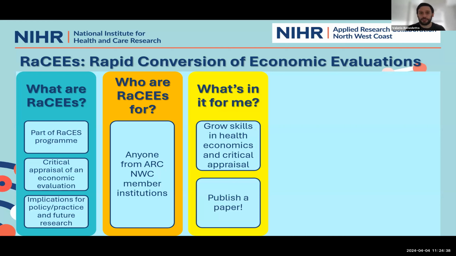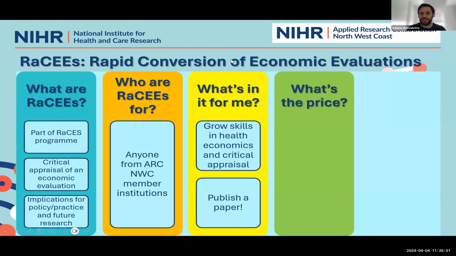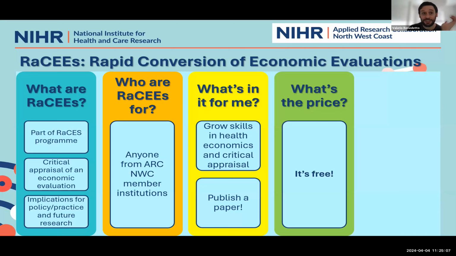As you probably know, there is a relatively quick turnaround for RACEs. People tend to draft them quite quickly, and the journals have a quick turnaround in terms of reviewing and accepting them. Hopefully it would be the same for these. You can aim to publish a paper in a relatively quick time. What's the price? It's free. In terms of opportunity cost, really little to decide here, isn't it? It's free for anyone in the ARC West Coast.